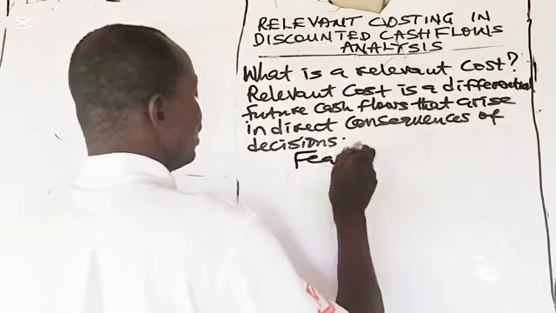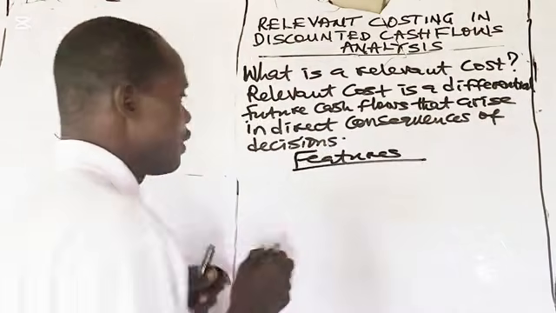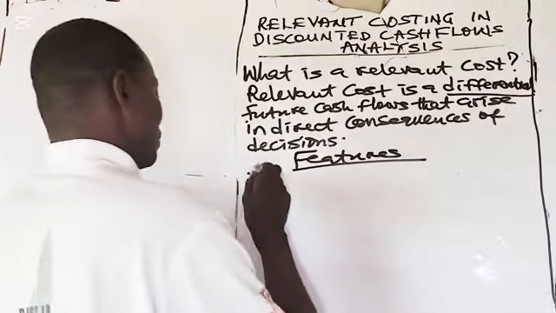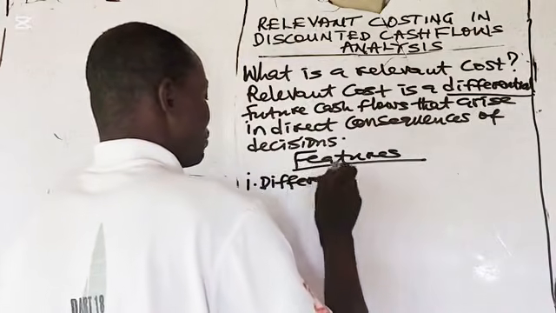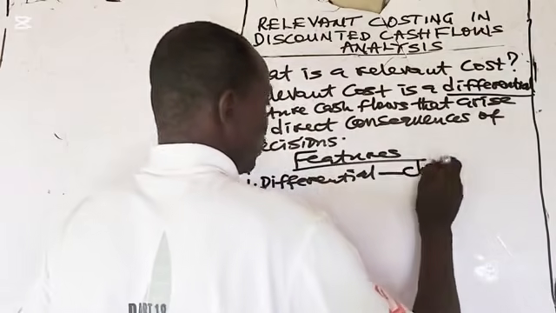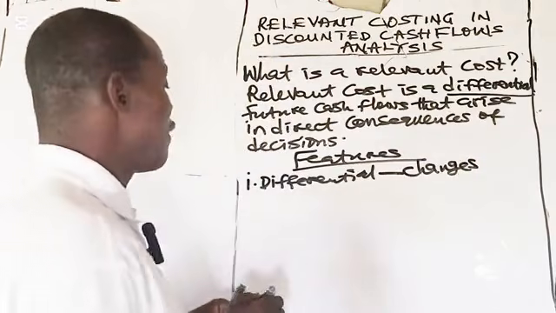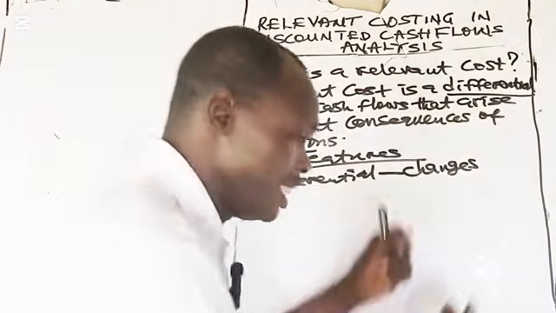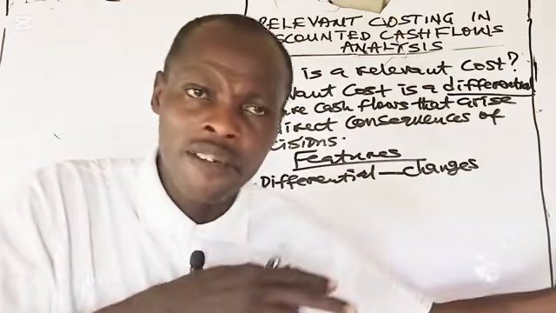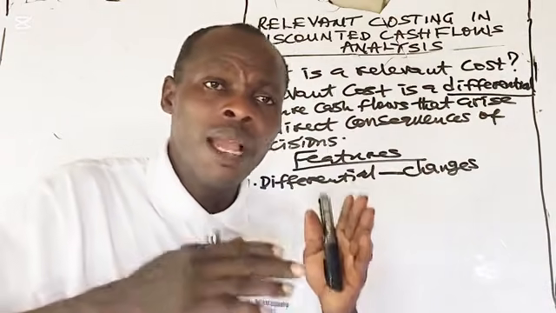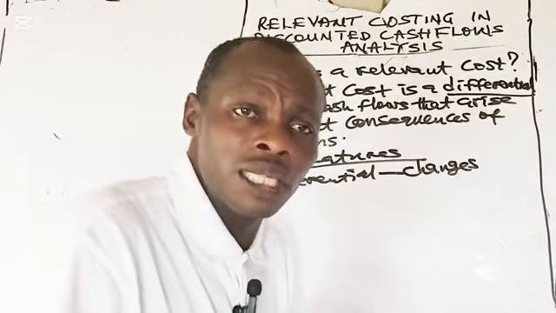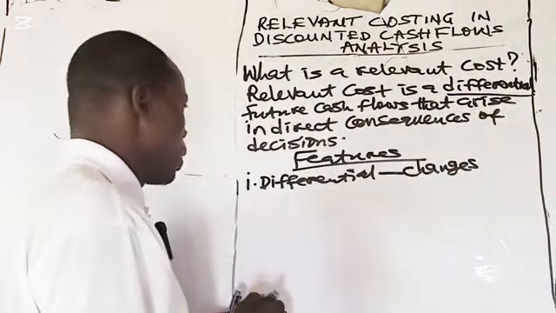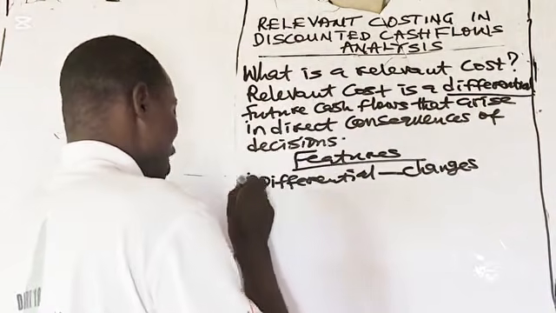From this definition, we can see the following features of relevant cost. Number one, we have differential. The word differential means changes. So that means relevant costs are costs that change. They are not generally fixed. So if you want to make a decision with them, as a result of the decision you are about to make, those costs will change. They will increase with the decision you want to make. That is differential.